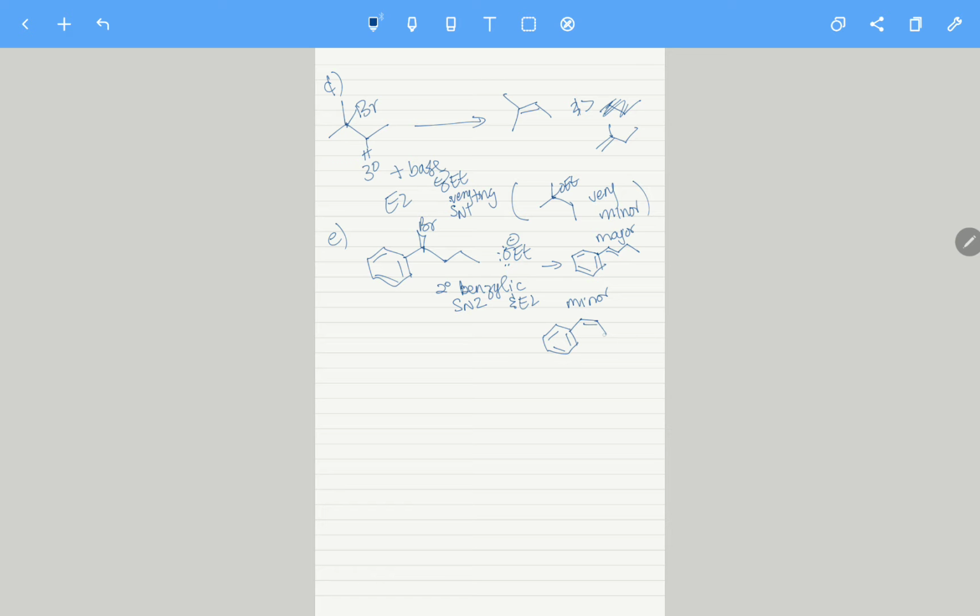So we always get the one that is, the Z is always going to be a minor product, and the E is always going to be a major product, no matter what, as long as the structure can be rotated around. And then some SN2. So a minor amount of SN2, a minor amount of the Z, and a major amount of the E.